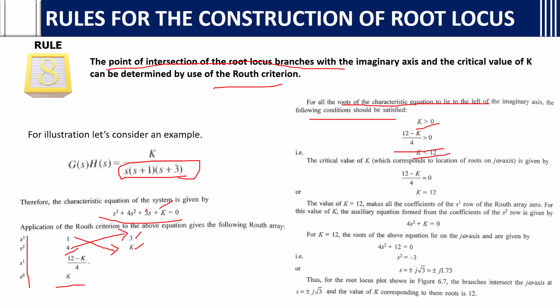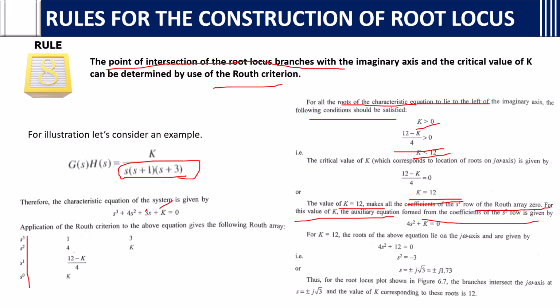So the critical value of k, which corresponds to the location of roots on the j omega axis, is given by 12 minus k by 4 equals 0. Then k will be equal to 12. The value of k equal to 12 makes all the coefficients of the s1 row of the root array 0. For this value, the auxiliary equation is formed from the coefficients of the s square row. See, if the k value is 12, then what happens?